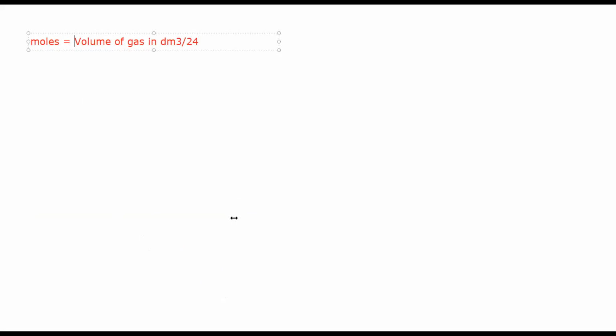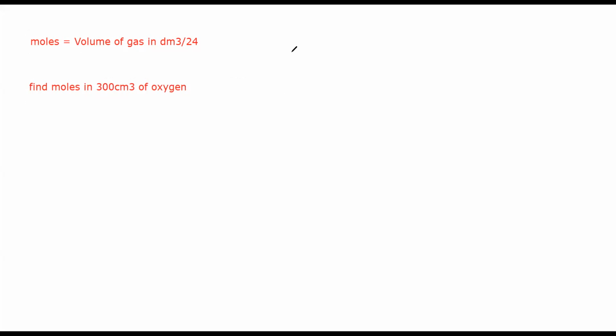So if a question is find moles of oxygen if in 300 cm cube of oxygen gas. So the formula: moles equal volume of a gas in dm cube divided by 24. But you don't have dm cube, you have cm cube.